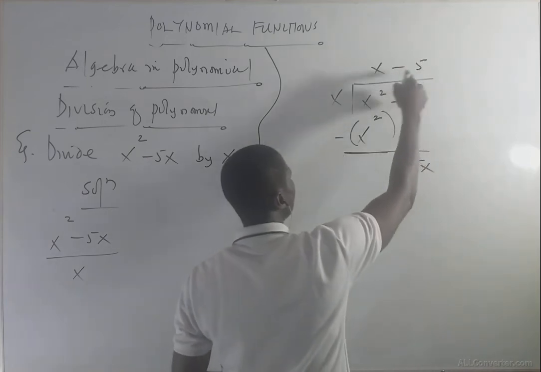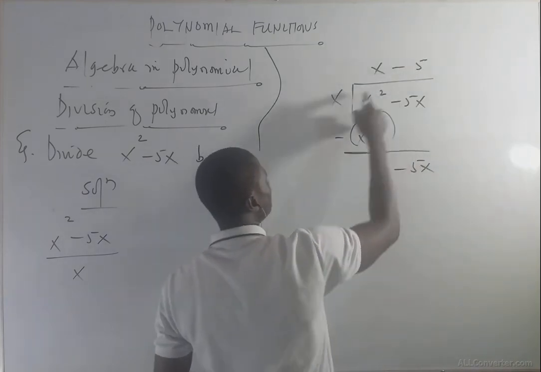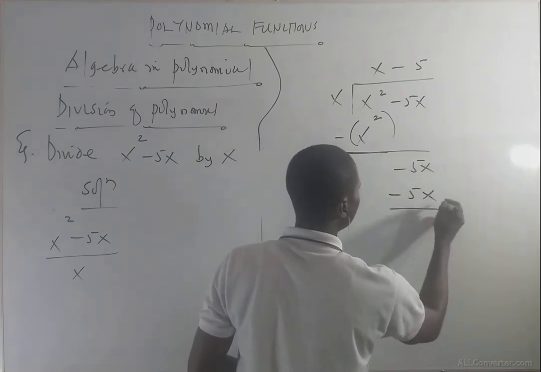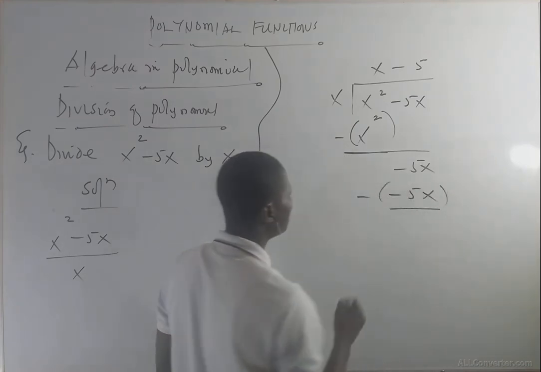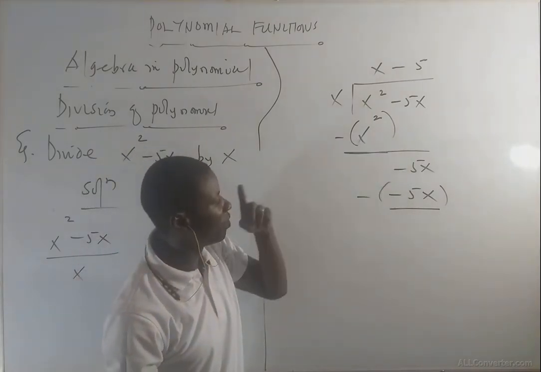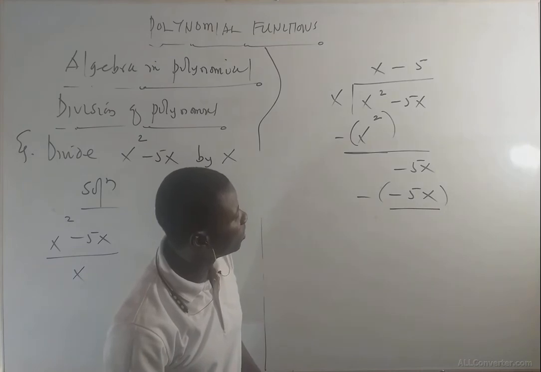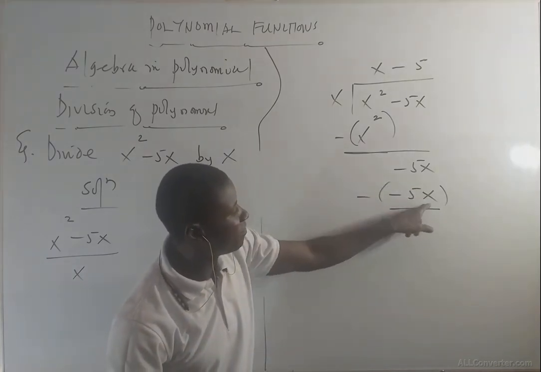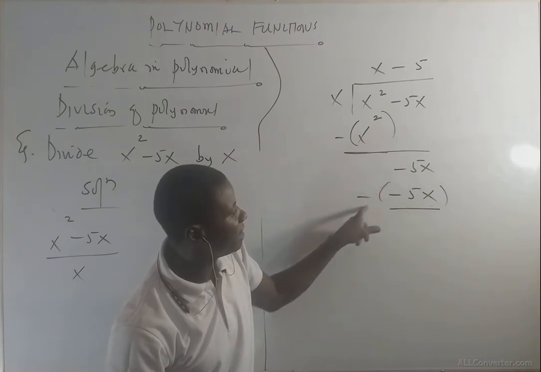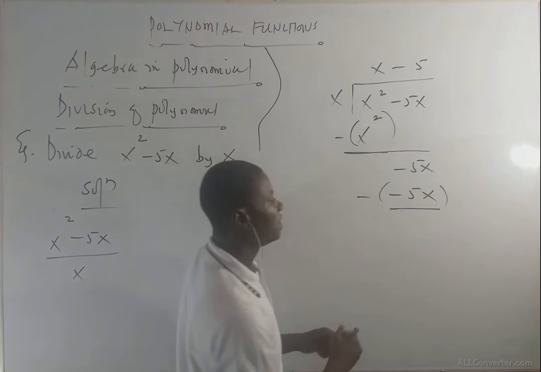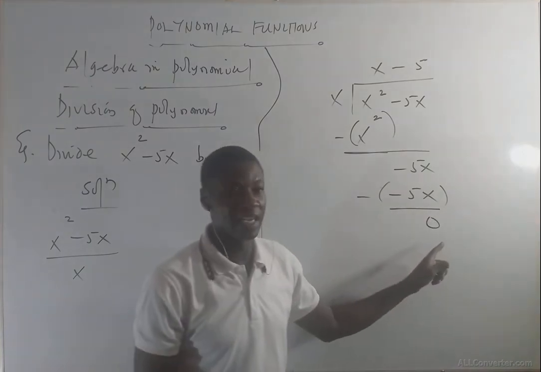Whatever we are getting, we multiply by the divisor again. Minus 5 by x will give us minus 5x. We underline. Don't forget there's another bracket and minus here. That means that we are also subtracting what is here from what is up there. So if you have minus 5x minus minus 5x, then minus will give us plus 5x. So minus 5x plus 5x will give us 0. So this is that the remainder is now giving us 0.